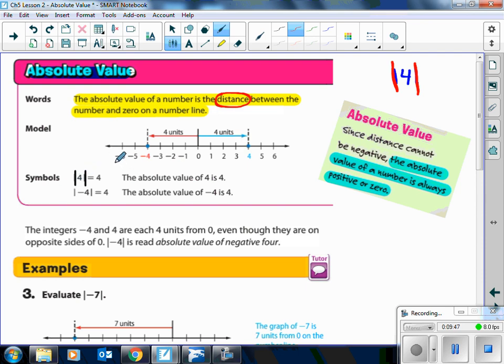Because how many units is 4 away from 0 on a number line? 4 units. You see how it's not the opposite? It is the distance a number is away from 0 on the number line. So here, the absolute value of negative 4, how many units away from 0 is that? 4 units. So that's 4.